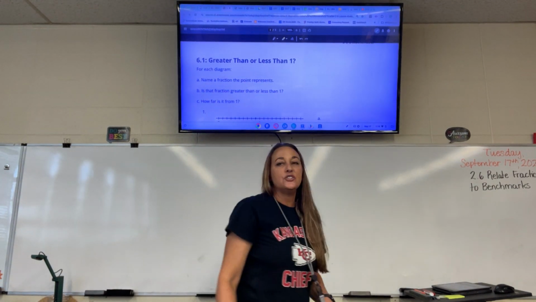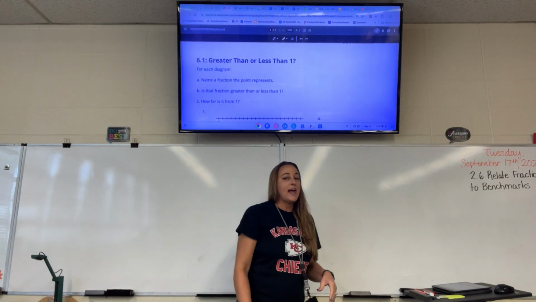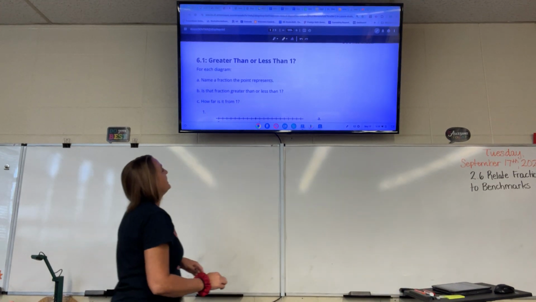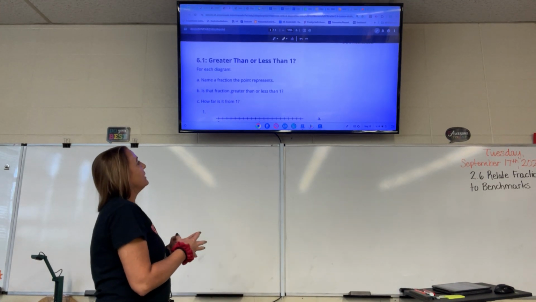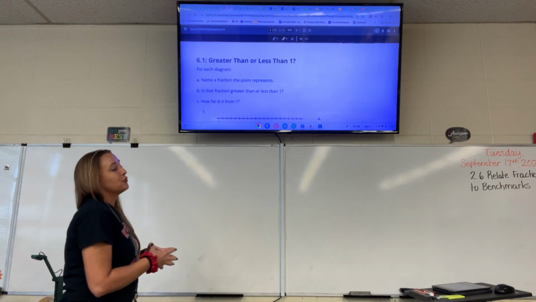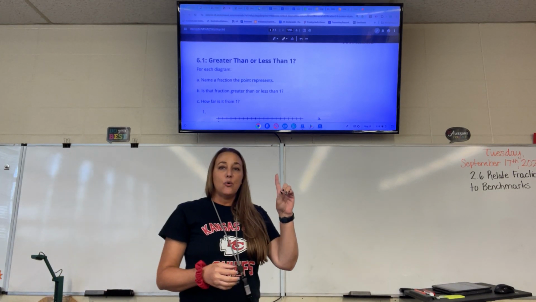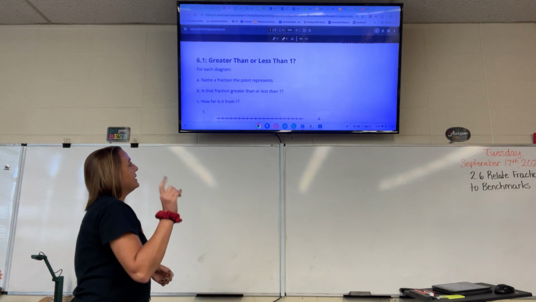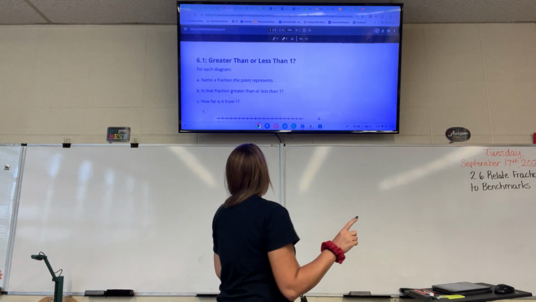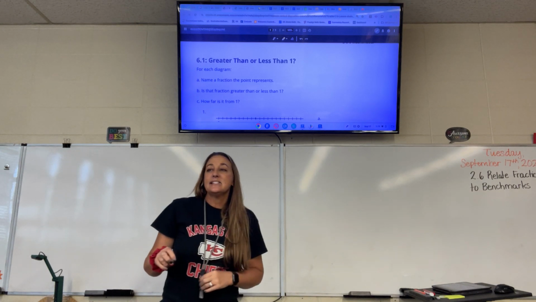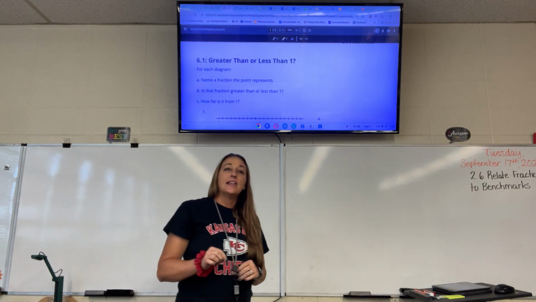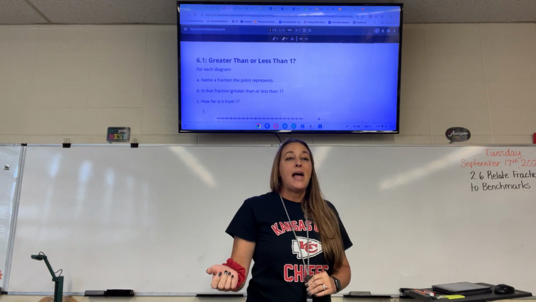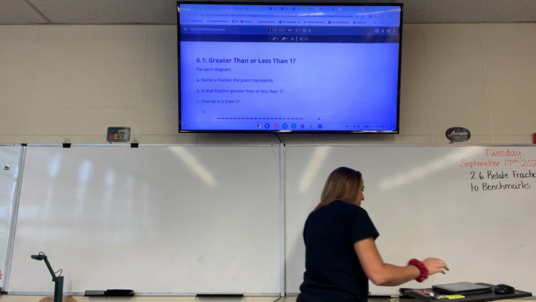Today we're doing lesson 2.6, relate fractions to benchmarks. So we've already done the math warm-up on page 58, and now we are looking at page 59. It says greater than or less than 1 whole. For each diagram, we're going to name the fraction the point represents, and then decide is that fraction greater than or less than 1 whole. And then we're going to talk about how far it is from 1 whole.